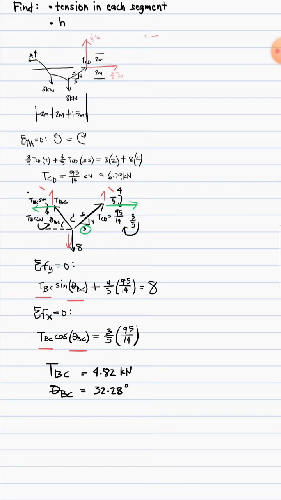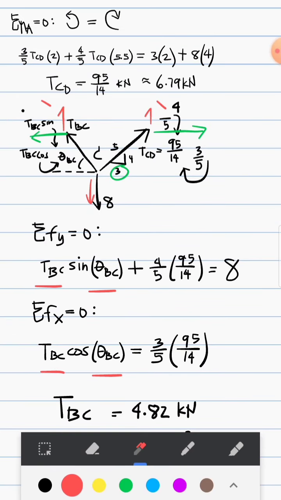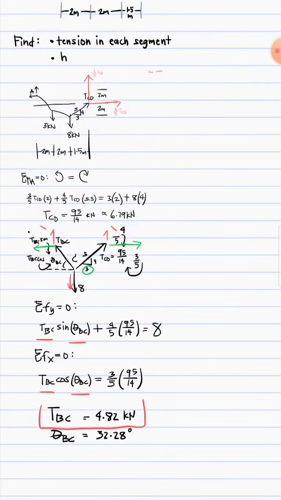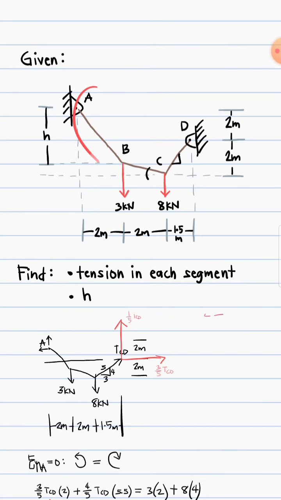So, how many answers have we knocked down so far? I guess we have two: tension in BC, and then here, tension in CD. So, we're only left with tension in AB and the value of this H.